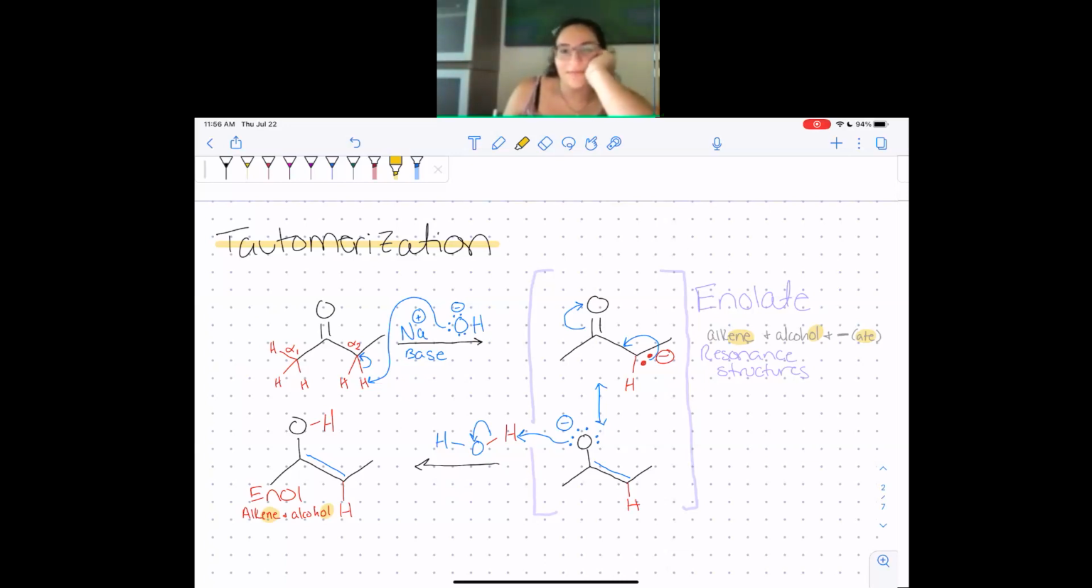That was a mouthful. So now we have our ketone, which is just our regular old starting material. We have our enolate, and then we have our enol.